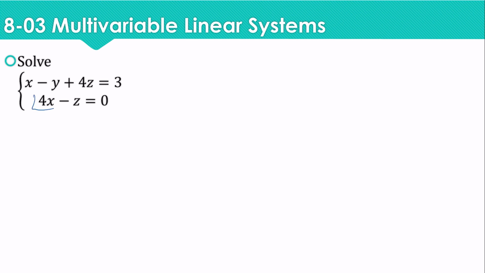row-echelon form. So let's get rid of this x. So I'll multiply the first row by negative 4. The top equation is not going to change. I'm changing the second equation. So I'll have negative 4 times x plus 4x is 0. I'll have negative 4 times negative y, which is 4y, plus, and there's no y's there, so we just have a 4y. And I have negative 4 times 4z plus a negative z. I have negative 4 times 3 plus 0.